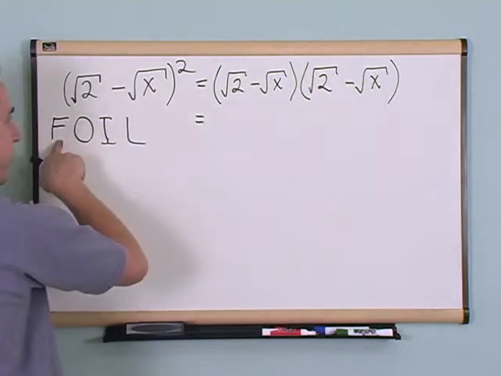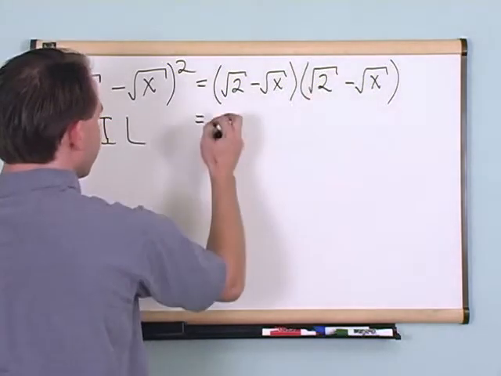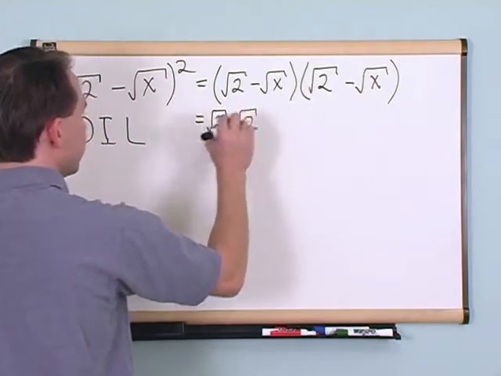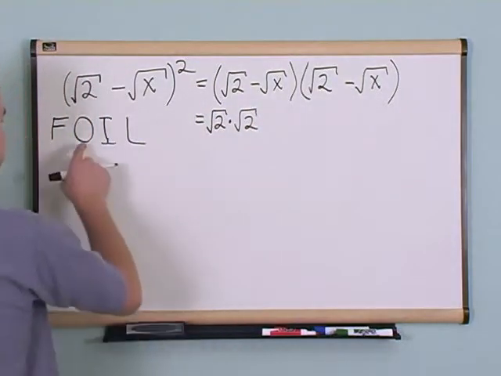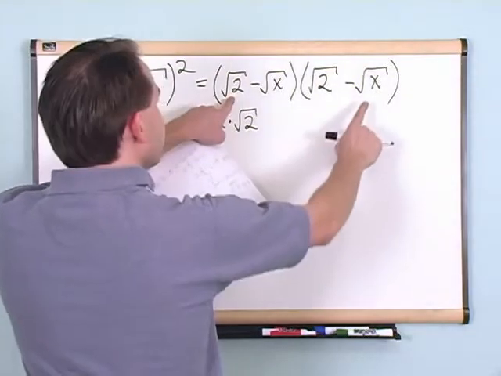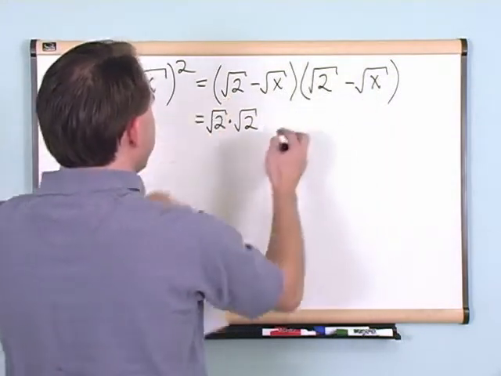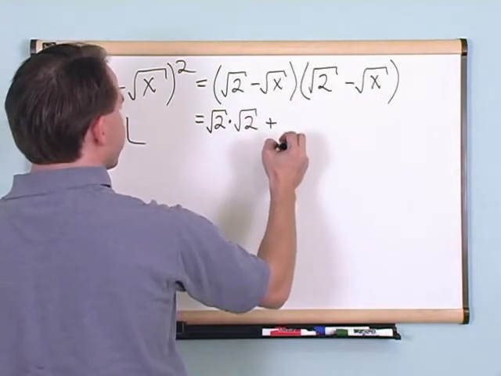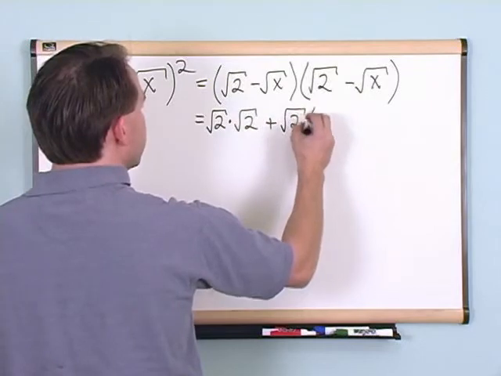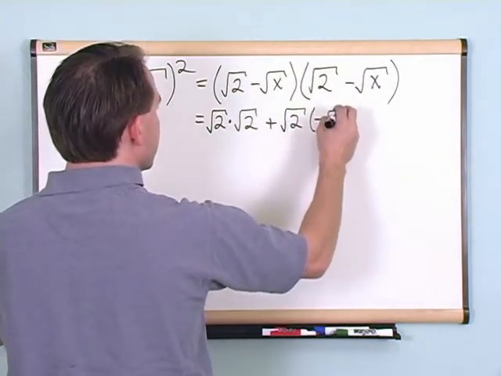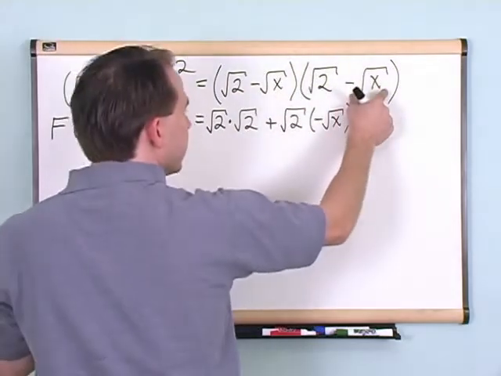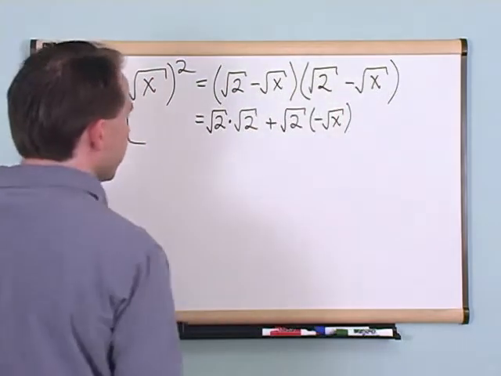We're going to do the first terms first. So square root of 2 times square root of 2. The outside term, which is going to be this term times this term, is the square root of 2 times the negative square root of x. Square root of 2 times negative square root of x. You've got to carry your negative signs through.